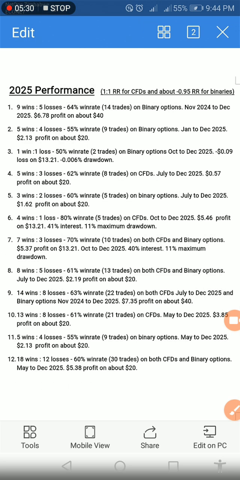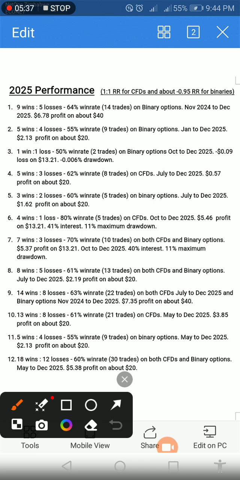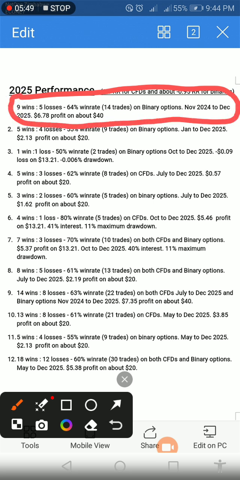So for 2025, this basically is my performance. For the binary options, remember the strategy, I started to trade it earlier, so I developed it earlier to consistent profitability, unlike the CFD strategy. Over 14 months, it had a 64% win rate from November 2024 to present.